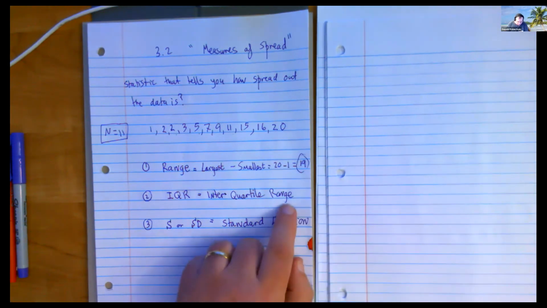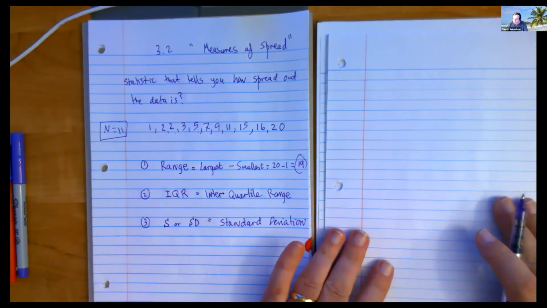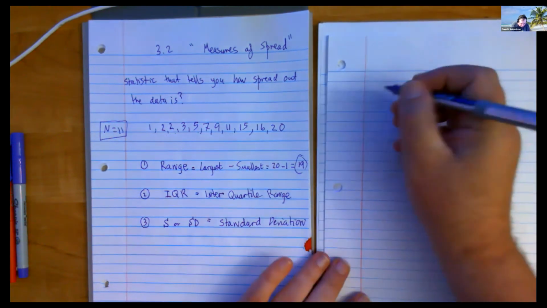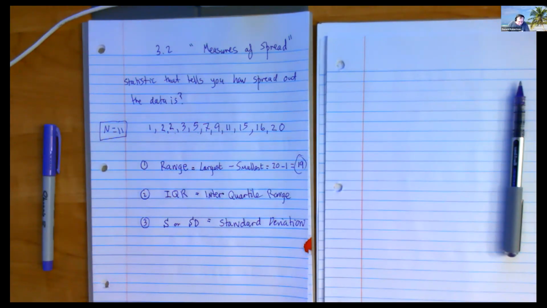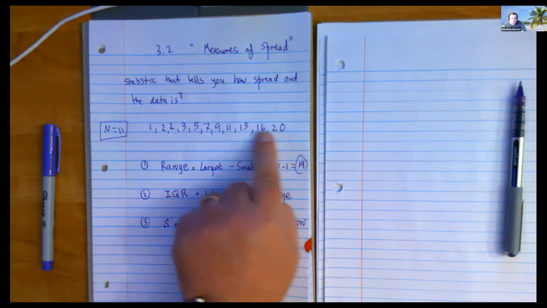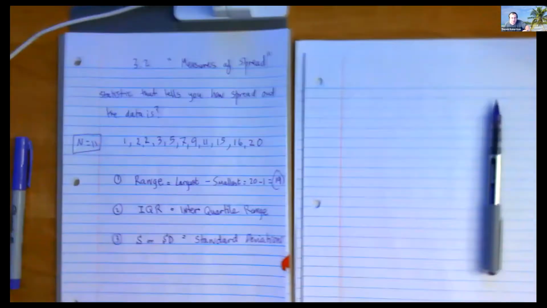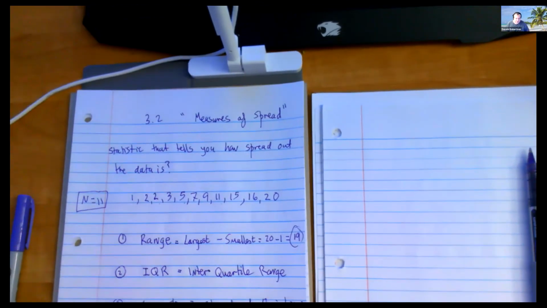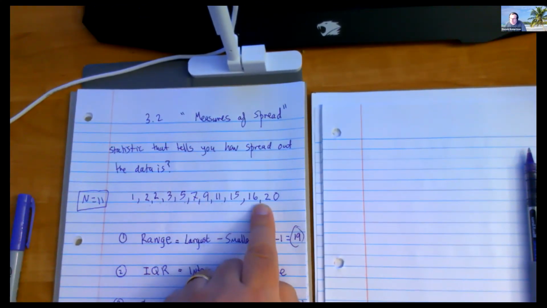Now, the interquartile range. I'm going to show it by hand, but we really do that by calculator as well. So here goes. I think I've got enough room up here to do it. I have 11 numbers here. Hopefully you can see the numbers. Can you see them a little bit clearer if I get closer?